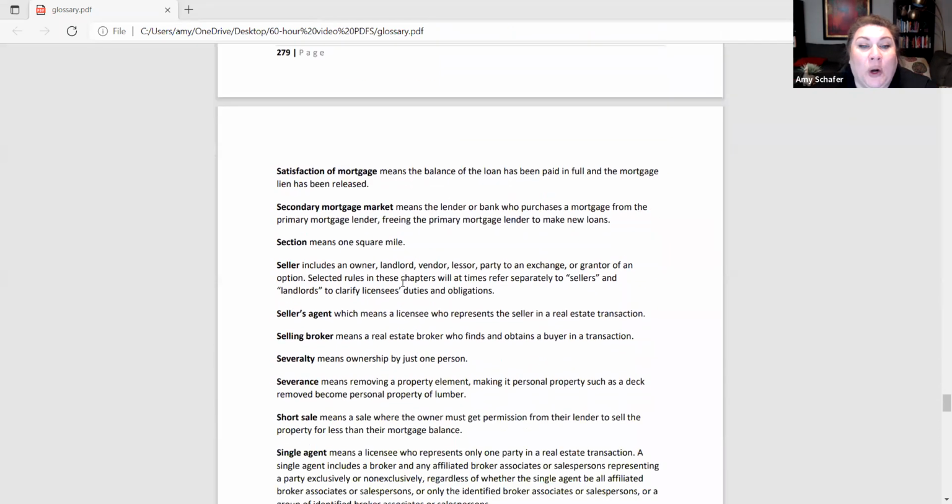A section is 1 square mile. There are 36 sections in a township. And just remember that 1 square mile equals 640 acres. And each acre equals 43,560 square feet.